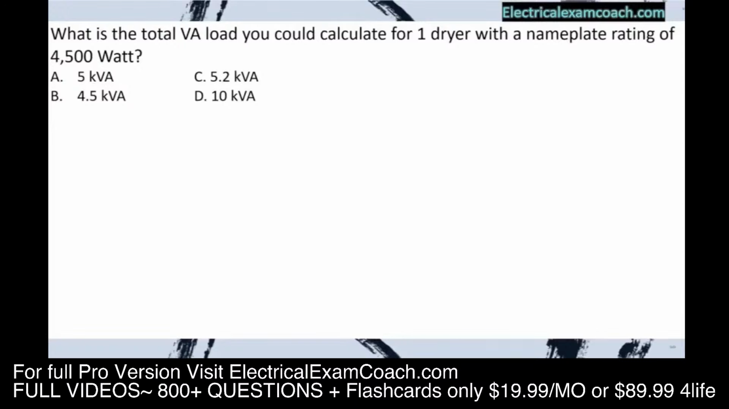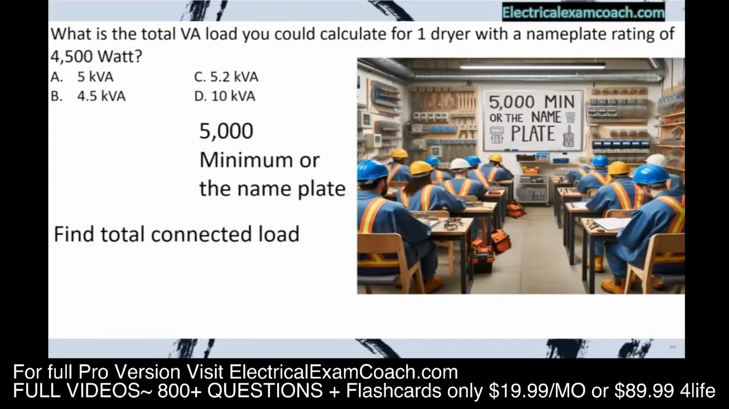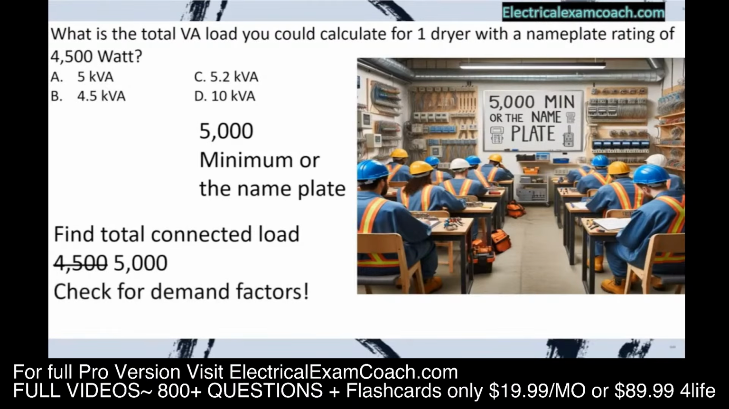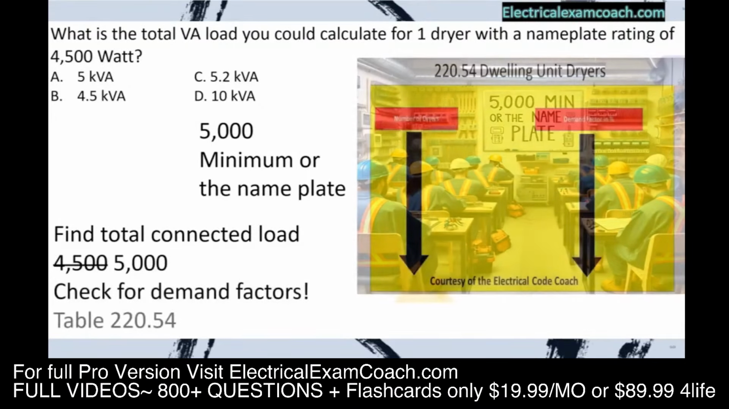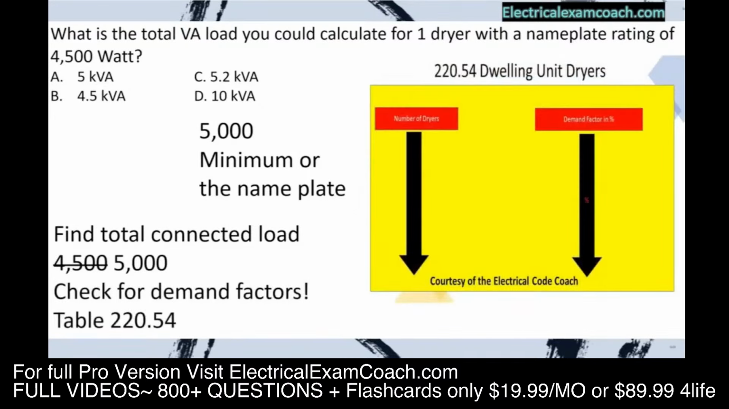What is the total VA load you would calculate for one dryer with a nameplate rating of 4,500 watts? First, we find the total connected load. For this, we know that we have to do a 5,000 minimum or the nameplate, whichever is greater. So the 4,500 is gone and the 5,000 remains. Now we check for demand factors. For this, we're going to head to table 220.54. And we're going to find that 1 through 4 dryers, it's at 100%, meaning that there is no demand factor. And we just select A. Great job.